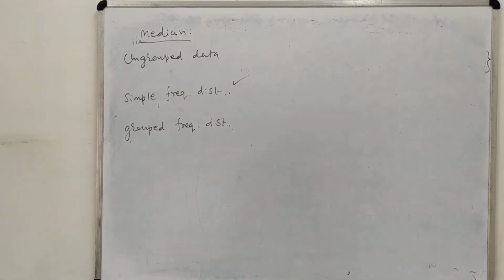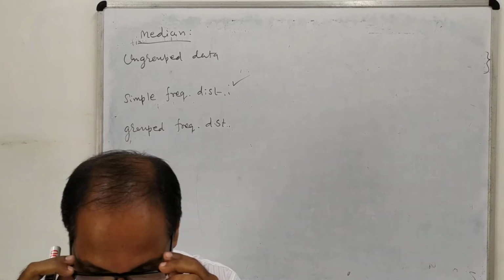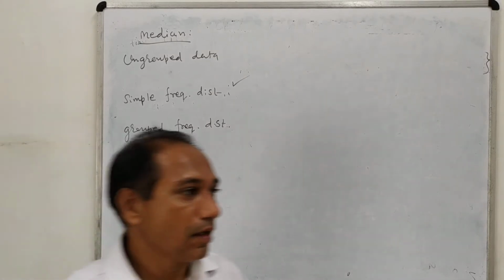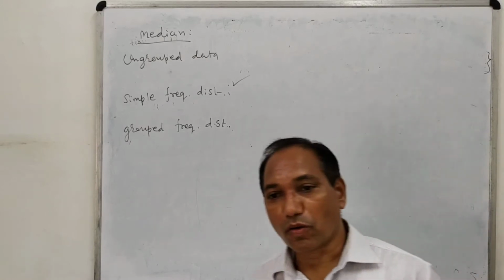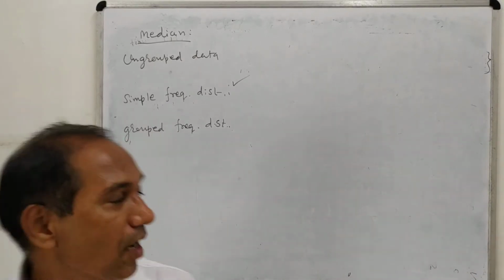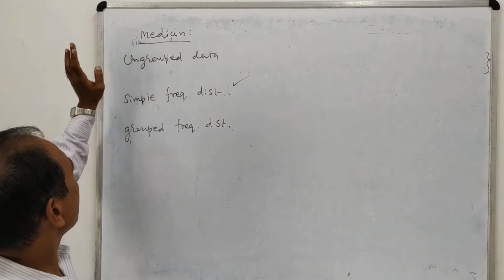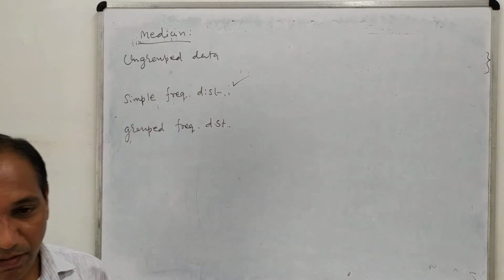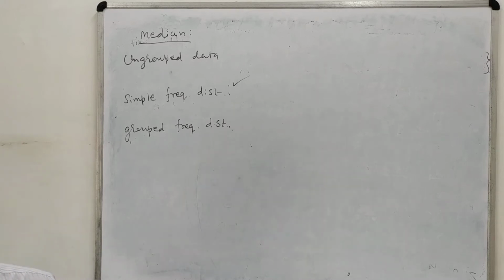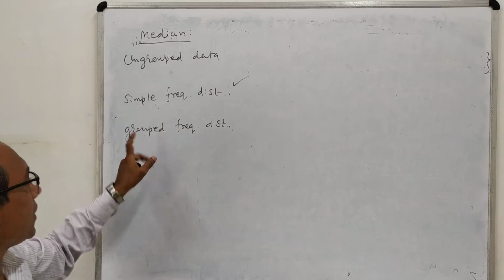So friends, now we are back. In the last lecture, we have seen how to find out mean. Then we have seen how to find out median. Median we have seen for ungrouped data and for simple frequency distribution. Now let us see how to find out median for group frequency distribution.